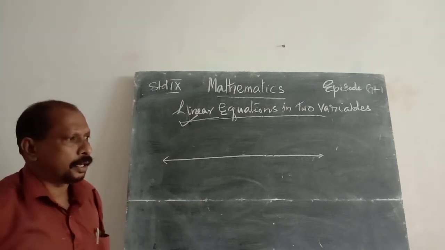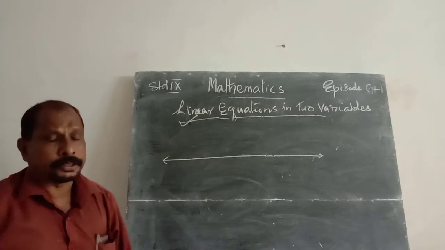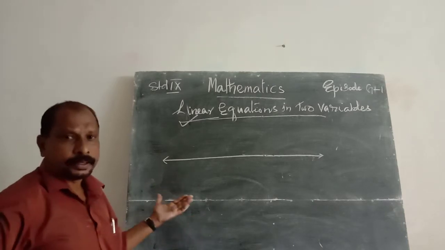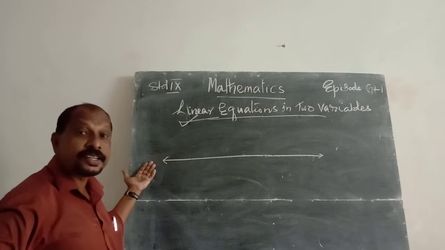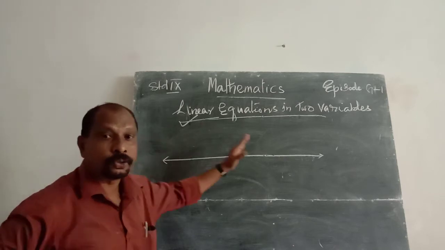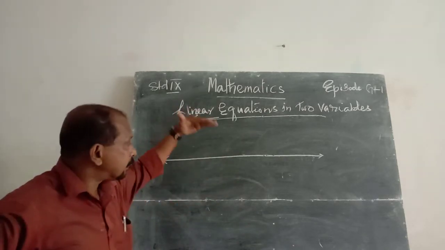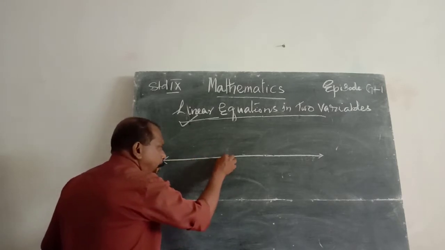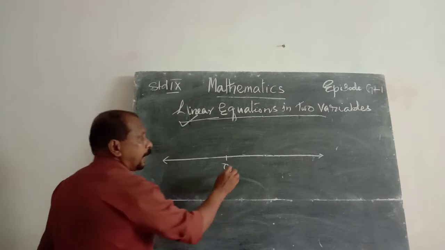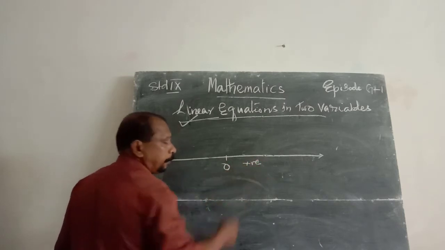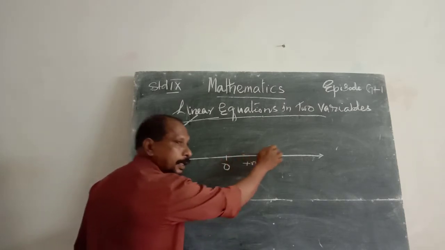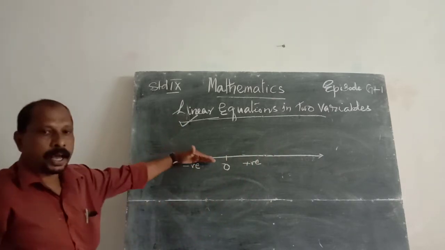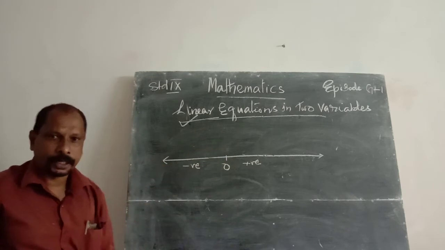We know from the earlier classes that a line is the group of all straight points in a plane. It is endless. That means it tends to infinity from left to right. In this line, the middle point is 0, we know about that. The right side has positive numbers, 1, 2, 3, etc. The left side has negative numbers. Therefore, this line is a horizontal line.